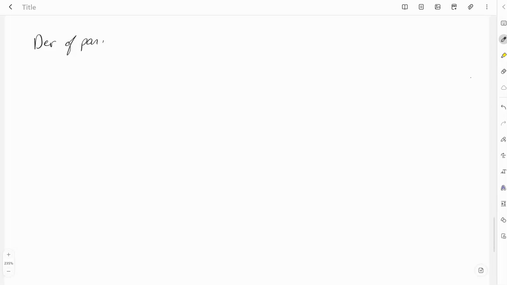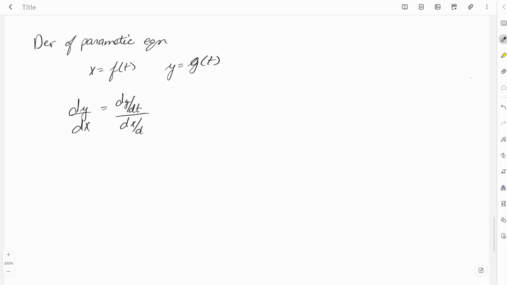So let's talk about the derivative for a parametric equation. When we have a set of parametric equations, so we have x in terms of t, and then y in terms of t. We'll call this g of t. We said yesterday that dy over dx is the derivative of y with respect to t over the derivative of x with respect to t.